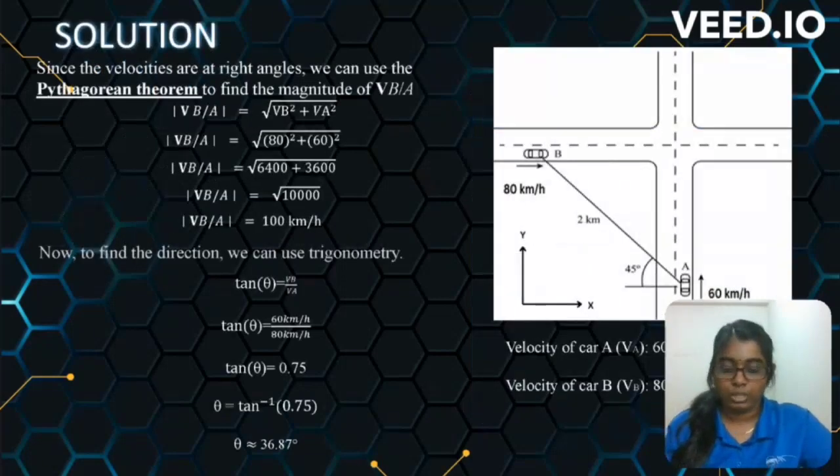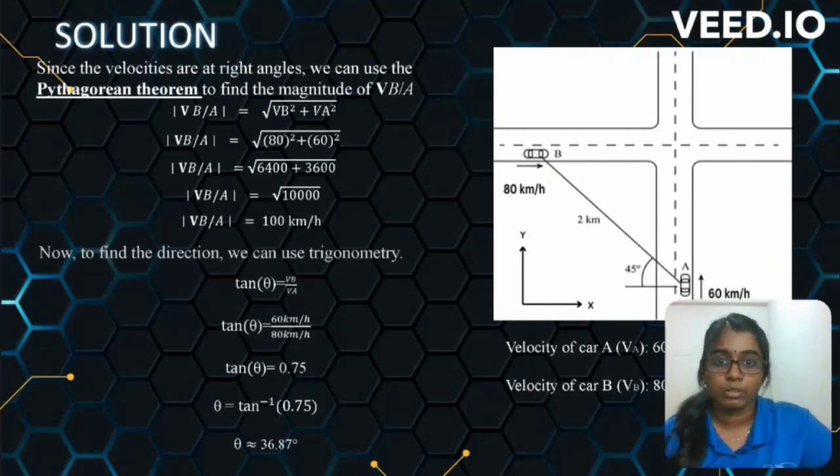Here's the solution. In this scenario, we have two cars, car A moving north at 60 km per hour and car B moving east at 80 km per hour. The goal is to determine the velocity of car B relative to car A. This is achieved through vector addition, where the magnitude of the relative velocity vB/A is calculated using the Pythagorean theorem, resulting in 100 km per hour. The direction of this relative velocity is determined by finding the angle between the velocities of car A and car B, employing trigonometry. The angle is approximately 36.87 degrees south of east.